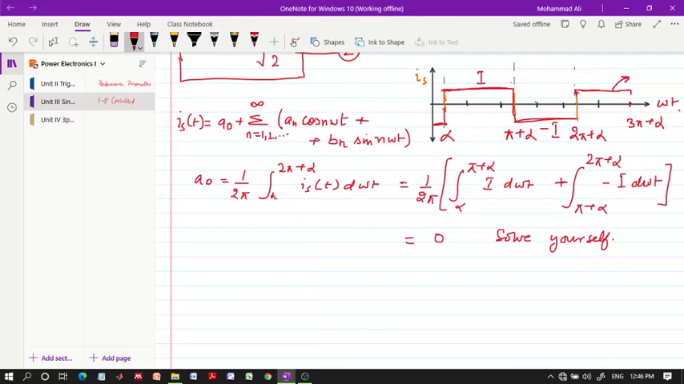So this will come out to be 0. Now how are we going to solve for an? An can be given as 1 upon pi, integral from alpha to 2 pi plus alpha of i cos n omega t d omega t.